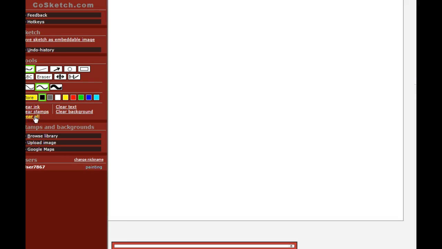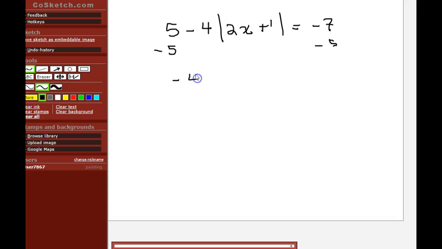One more example today. Okay, so now, suppose we have 5 take away 4 times the absolute value of 2x plus 1 is equal to negative 7. Now remember, to solve an absolute value equation, you have to isolate the absolute value. So I'm going to start with subtracting 5 on both sides. So negative 4 times the absolute value of 2x plus 1 is equal to negative 12.